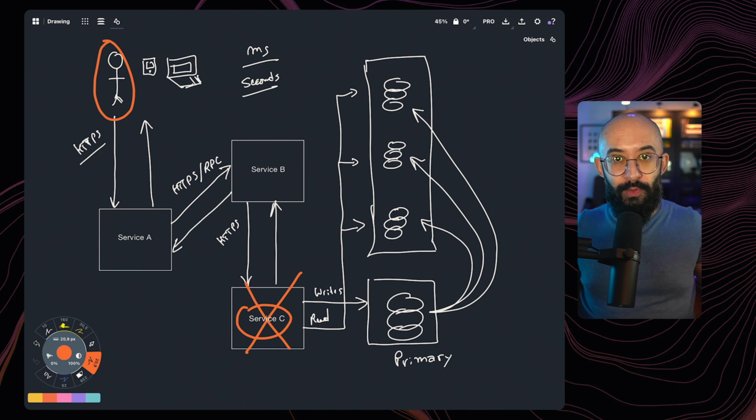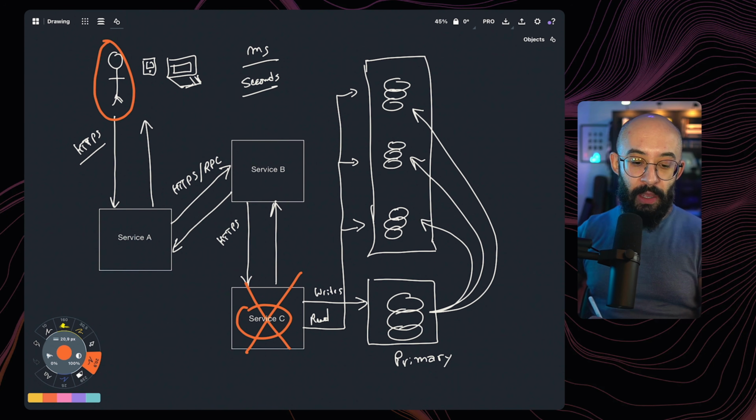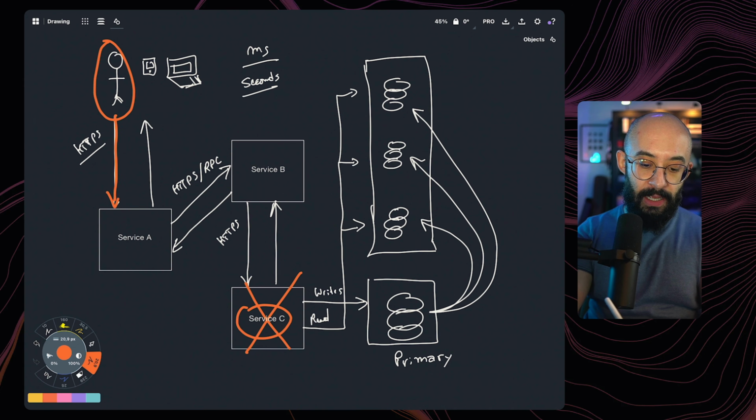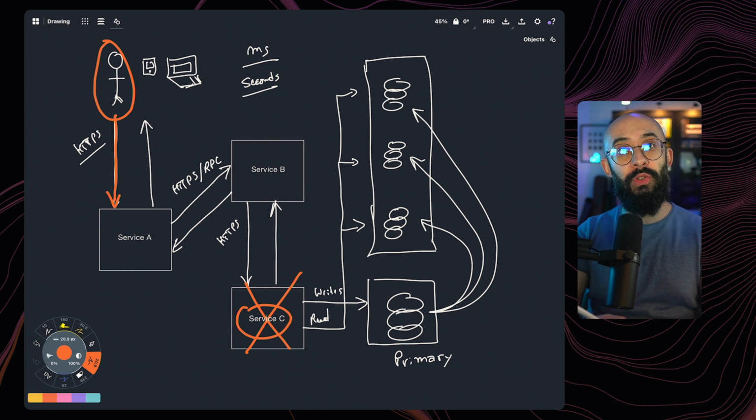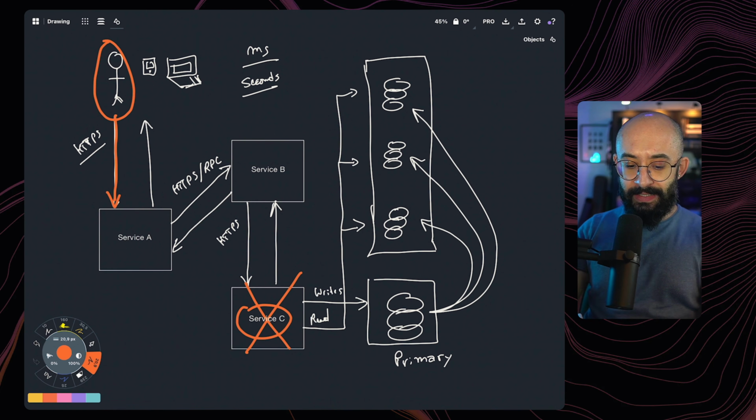Because when you're building SaaS applications, the thing you want to avoid the most is downtime. Whenever we deploy, we don't do downtime. Whenever we deploy, the traffic that's coming in from our end users needs to continuously be served. Now, service C is down.